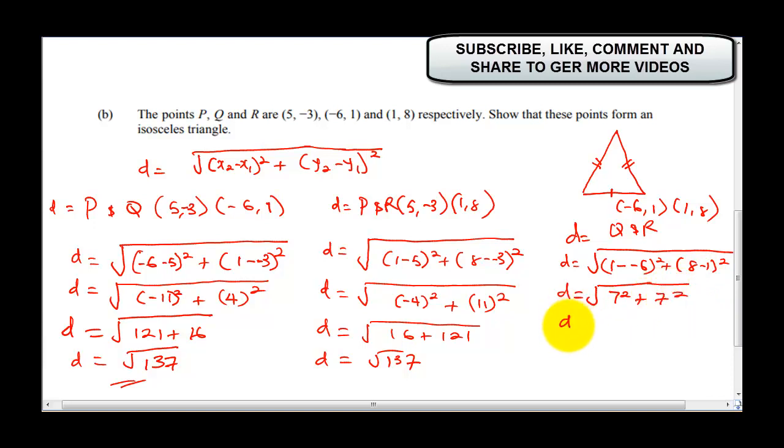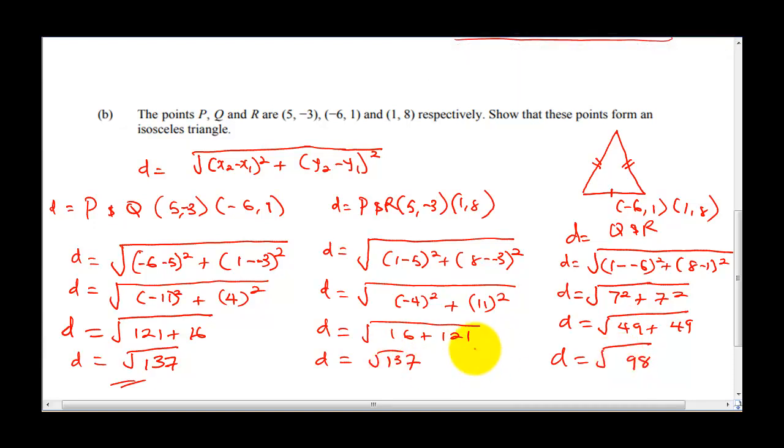So D is the square root of 7 squared plus 7 squared. That gives us 49 plus 49, which is 98. Therefore, D is the square root of 98. Now you can see that two sides are equal, and the third is different. Therefore, we have shown that the triangle is an isosceles triangle.